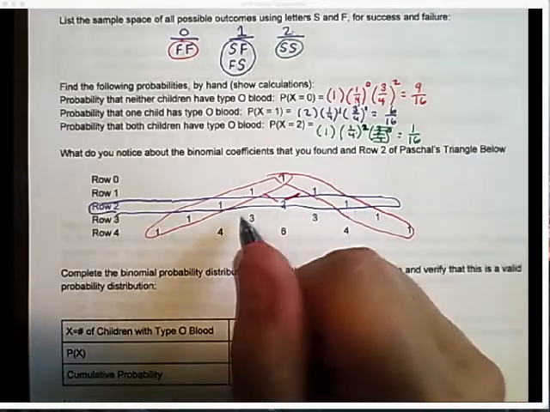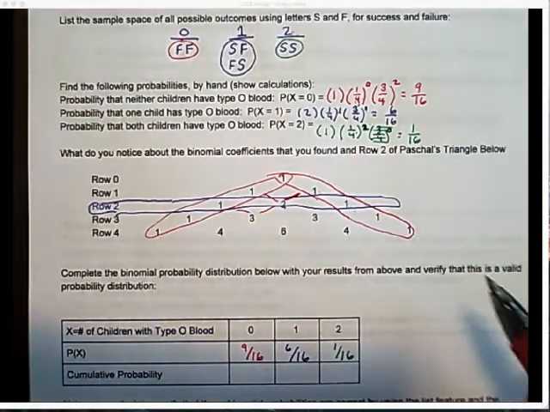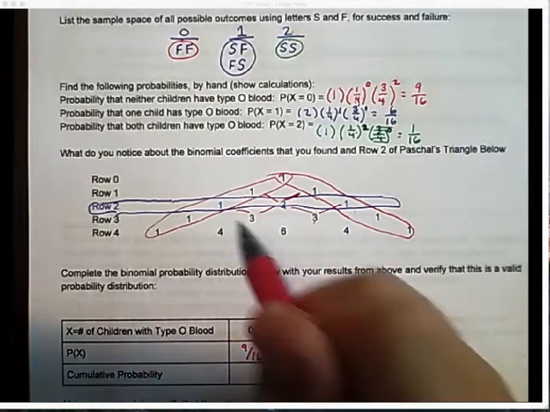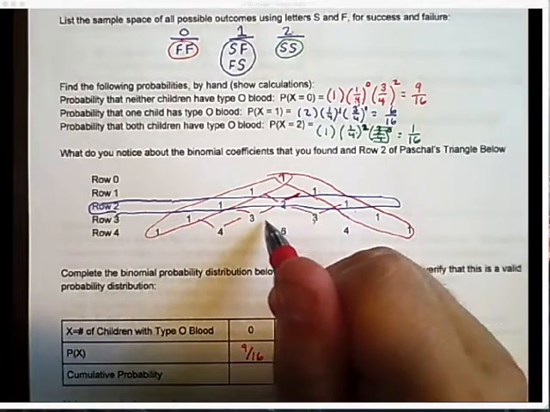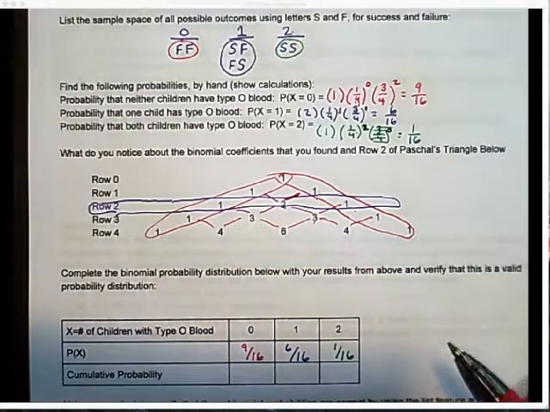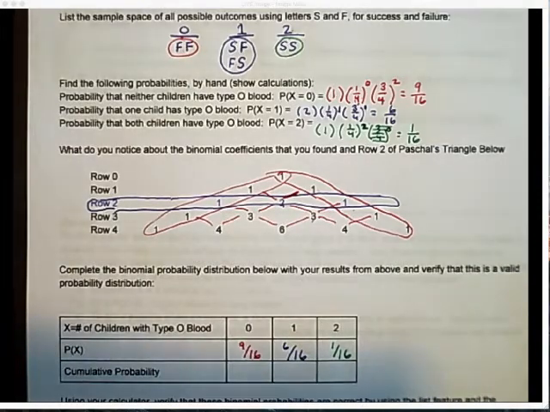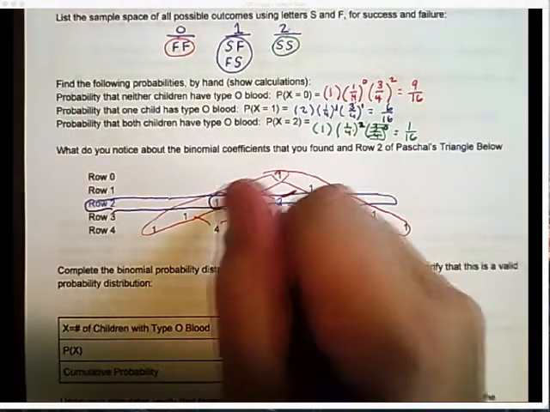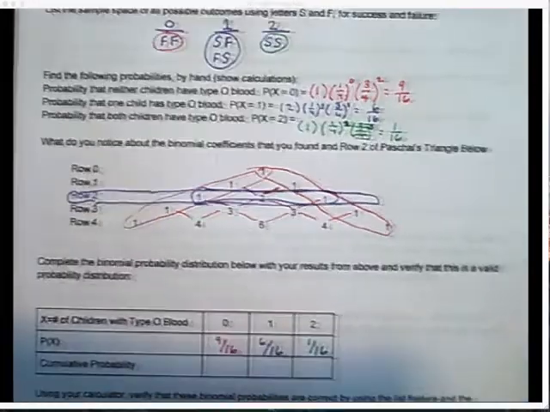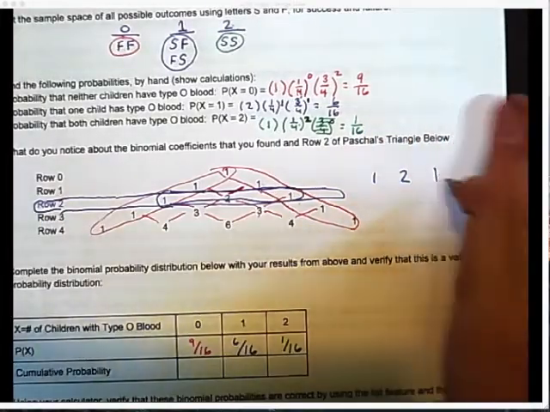Now how did I get this 3? I added 1 and 2 together. How did I get this 3? I added these 2, that 2 and that 1. Here 1 plus 3 is 4. 3 plus 3 is 6. 3 plus 1 is 4. But let's focus on this row. Look at this. It says 1, 2, 1.